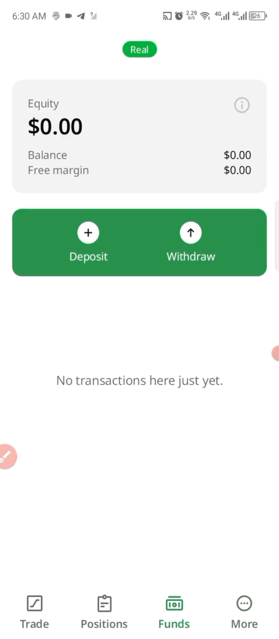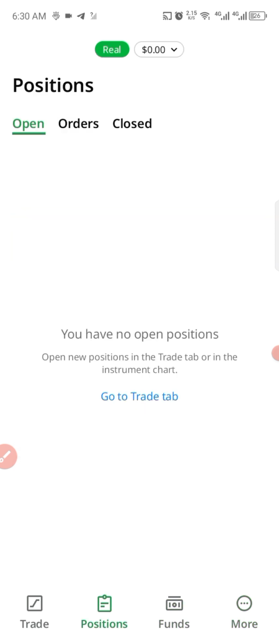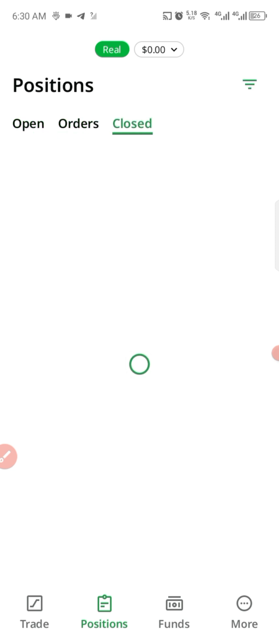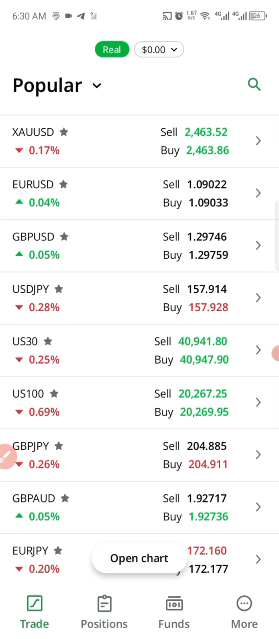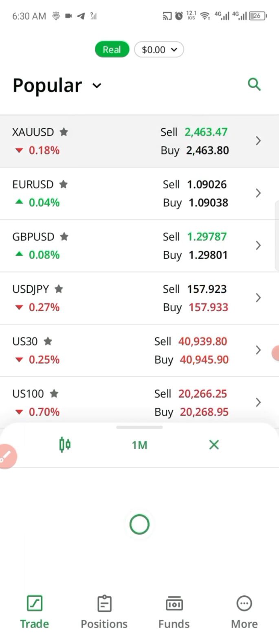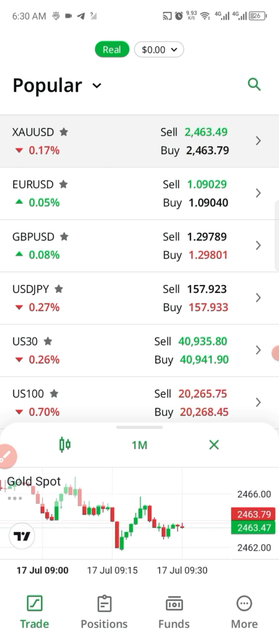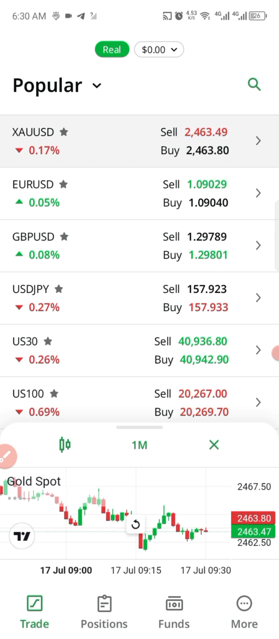You understand? You have funds, position. You can see I did not open any trade in this app as I just registered, and these are trades. I mostly trade in this particular one, but I love trading when it comes to gold and all of that. So this is the chart. This is the chart. You need to study.